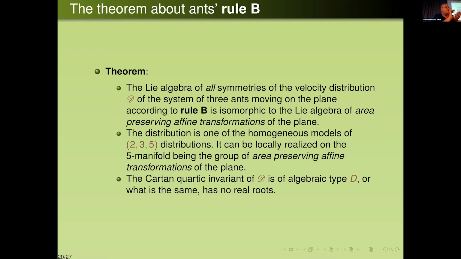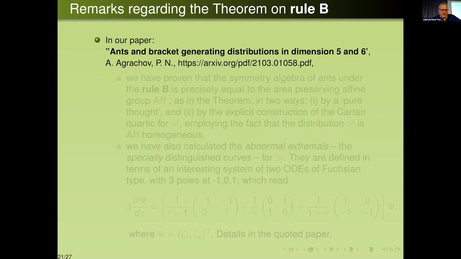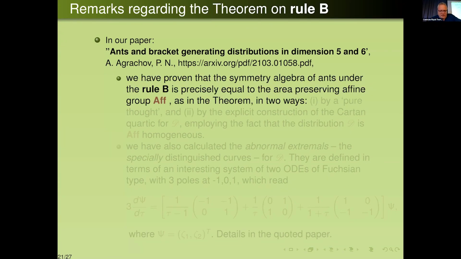I just adapted coordinates to the natural coordinates on this group, the affine group, and I reformulated all the statements about movement of the ants in these coordinates. Then you can represent the forms that define the distribution on this group in terms of Maurer-Cartan forms, and then do the Cartan equivalence method, which is now very easy because everything is expressed in terms of Maurer-Cartan forms on the group, and you can calculate everything. So that's how I was calculating the symmetry of this thing.